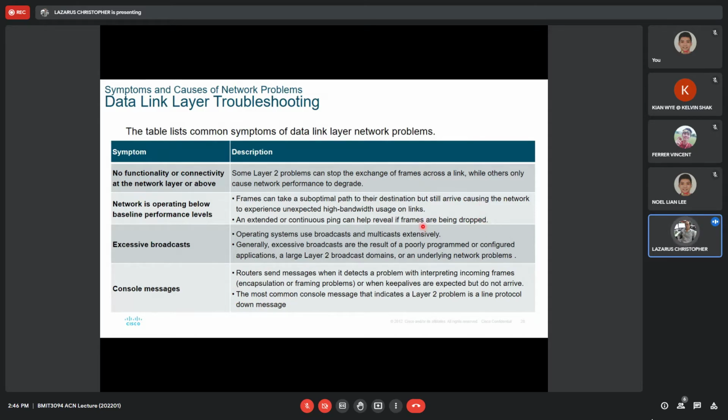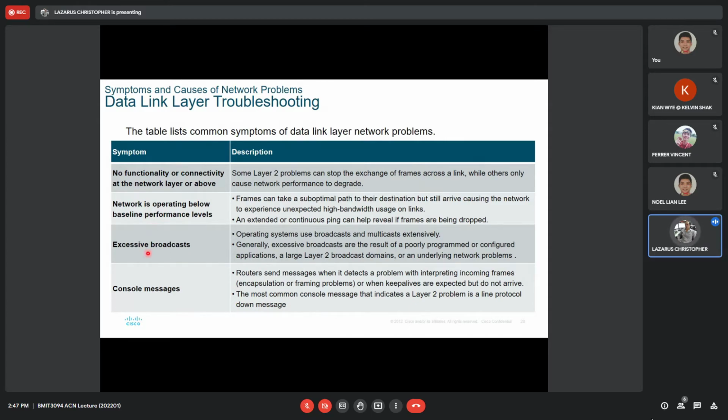Frames are dropped because of corruption. The FCS trailer part of the frame is checked, and if the frame is damaged, the frame is dropped. So if you use ping, your reply will be slow, right? Excessive broadcasts.